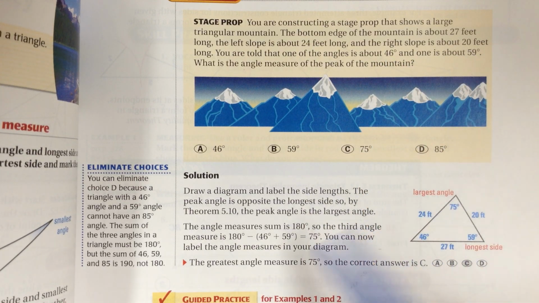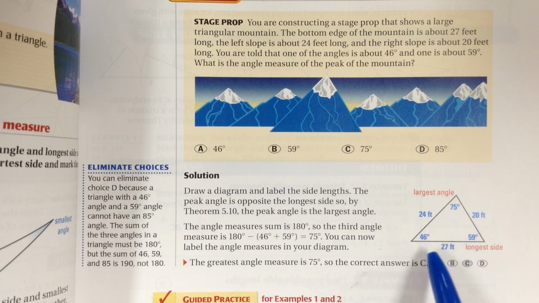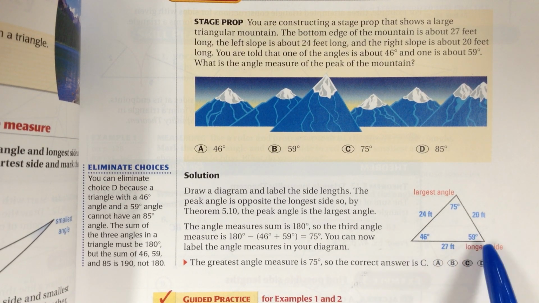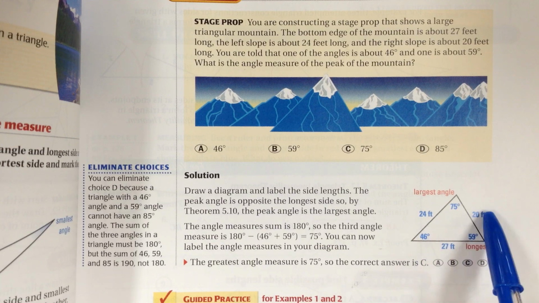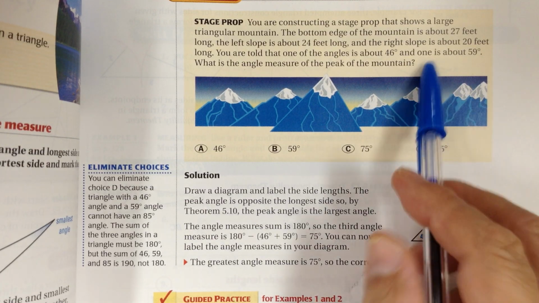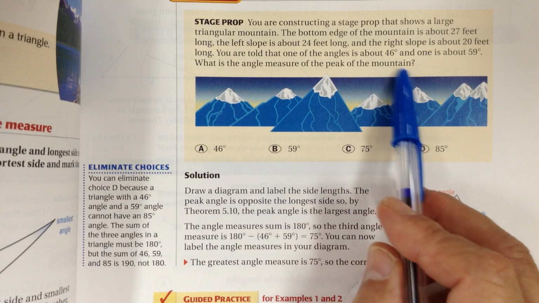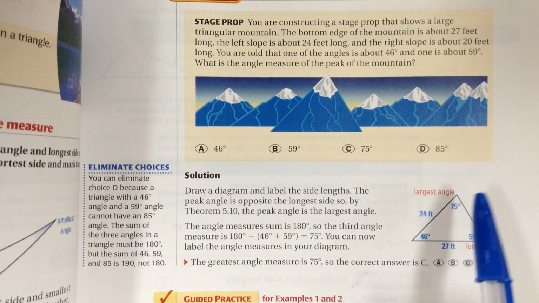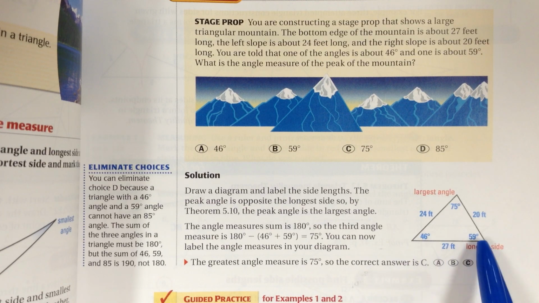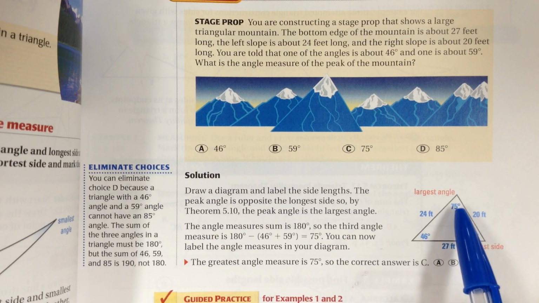So how do you know which is which? Well, that's why you use this. Since this side is longer than this side, the bigger angle, the 59, has to go over here, and the 46, the smaller angle, has to face that. So what's the angle measure of the peak of the mountain? Remember, three angles equal 180, so 180 minus 46 minus 59 gives you 75.